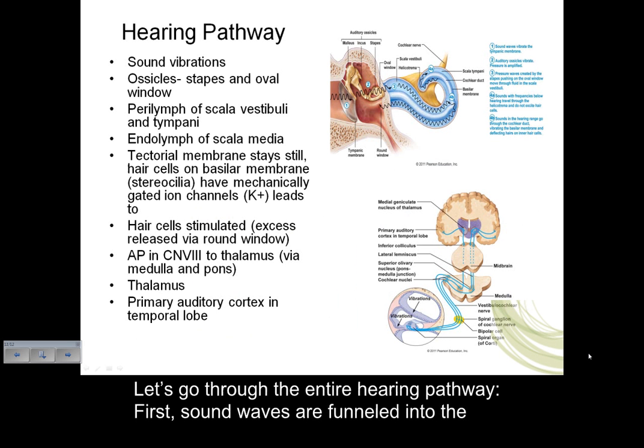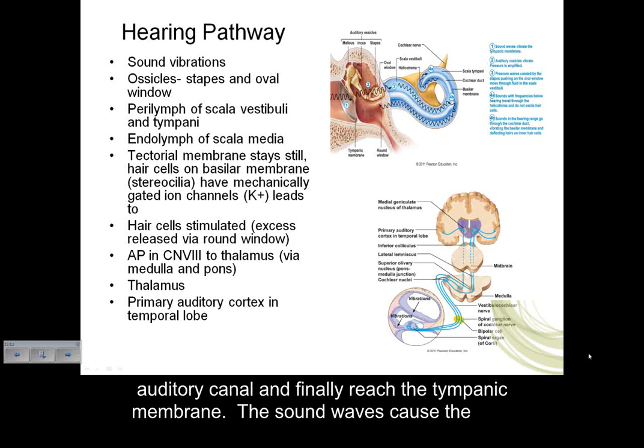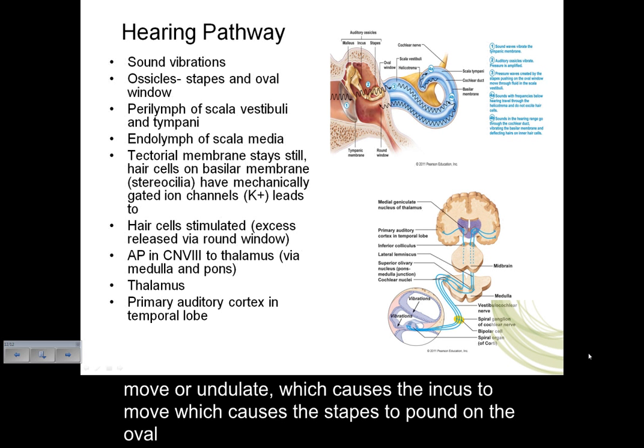Let's go through the entire hearing pathway. First, sound waves are funneled into the external auditory meatus by the pinna. There, the sound waves travel through the external auditory canal and finally reach the tympanic membrane. The sound waves cause the tympanic membrane to vibrate. The vibration of the tympanic membrane causes the malleus to move, which causes the incus to move, which causes the stapes to pound on the oval window.